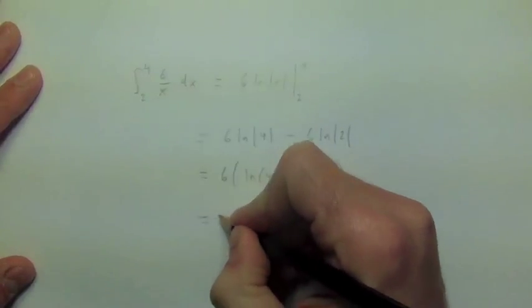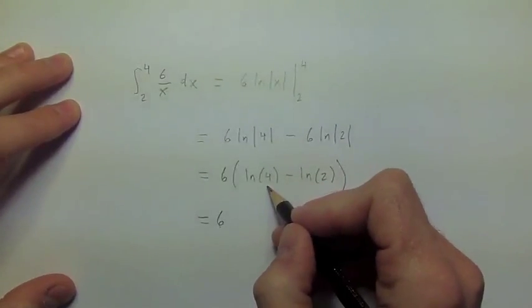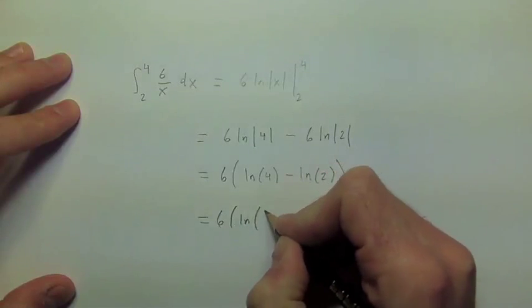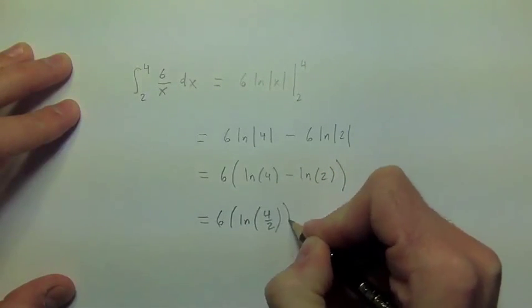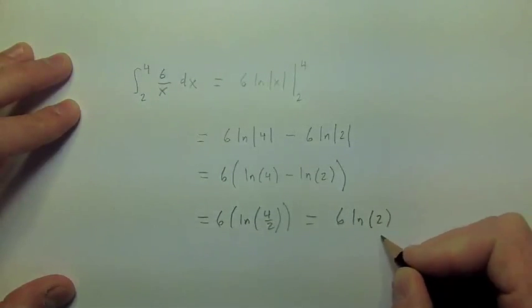Okay. So the natural log of 4 minus natural log of 2, well, remember, we can split up division within a natural log using subtraction, so we can bring that back together with division here. So the natural log of 4 minus the natural log of 2 is actually the natural log of 4 over 2. So this is actually just going to be 6 natural log of 2 is the final answer.